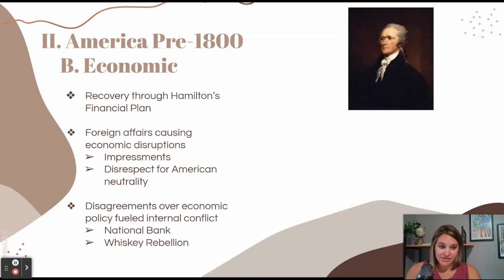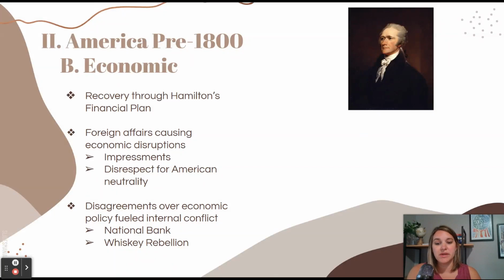For the economic context, if you remember in period 3, there's a lot of economic challenges that are happening as a result of the weak federal government under the Articles of Confederation. So when the Constitution is ratified, Hamilton proposes his financial plan, and we start to see some recovery happen in the United States. However, there's also some additional foreign affairs that cause pretty significant economic disruptions. Those are going to continue into period 4 and end up leading to some pretty significant military conflict in the early 1800s.